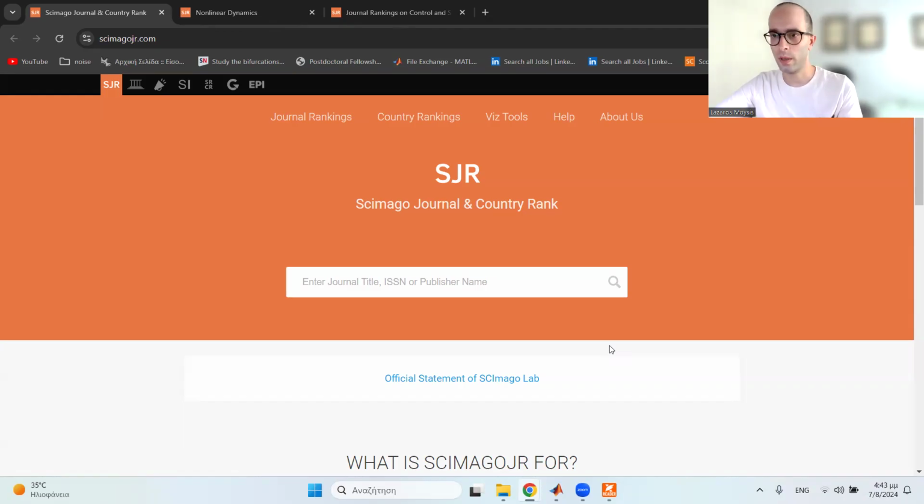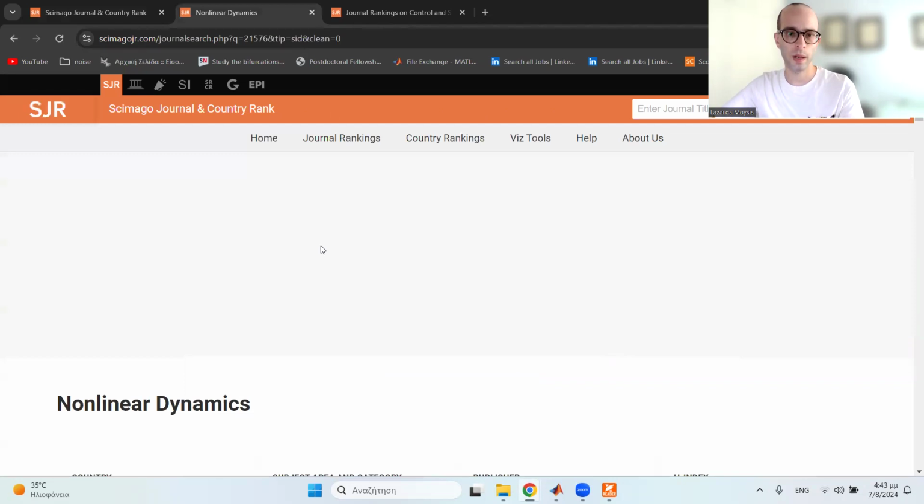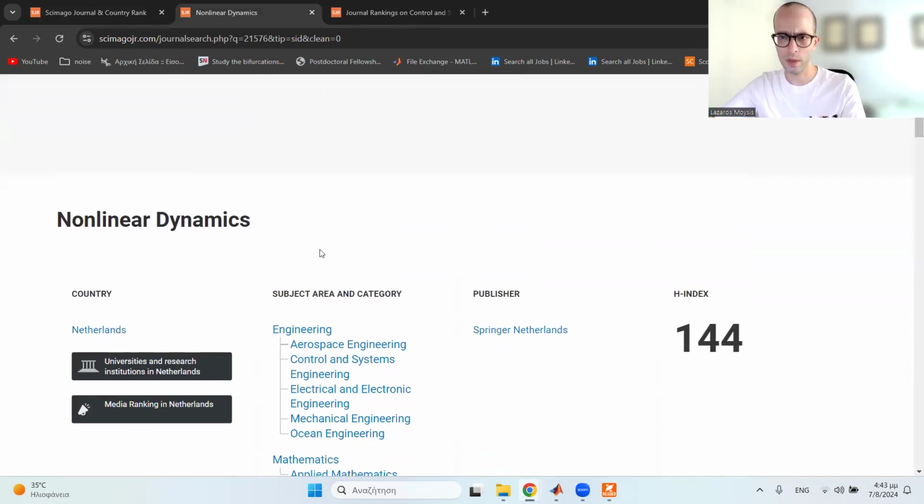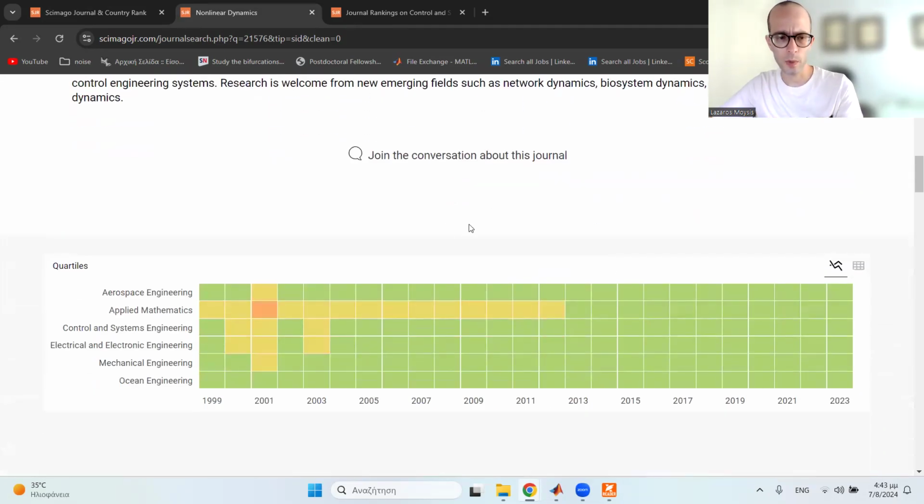Also, there are other options that are available. For example, there's a very well-known website, the SCImago website. Here, it has a list of possible journals that are listed in Scopus as well. So you can search for journals and obtain some more information about them. So for example, here I searched for a very well-known journal, which is Nonlinear Dynamics. I'm giving this just as an example. It's from Springer. And I can immediately see some information about the quality of the journal. So for example, it tells me the H index of the journal. It tells me what categories the papers are published in. So for example, it has aerospace engineering, applied mathematics, mechanical engineering, and so on.